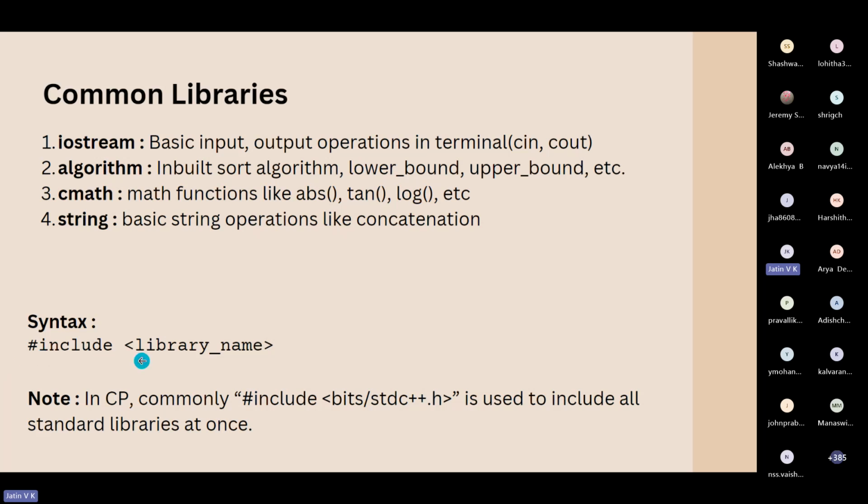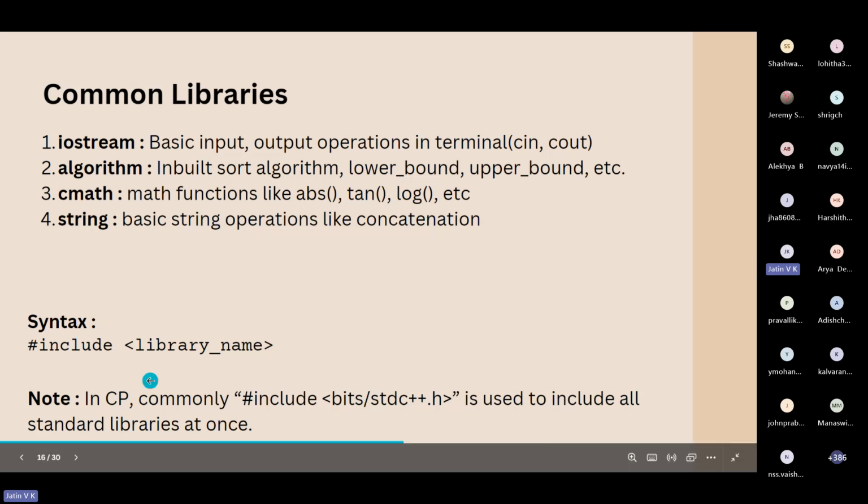Hash include, open angular brackets, and the library name. You don't need to put a semicolon for this. This is one of the few statements you don't need to put a semicolon in C++. Otherwise, you need to make sure you put a semicolon. This is an important thing because it might lead to many errors when you're trying to write C++ code.